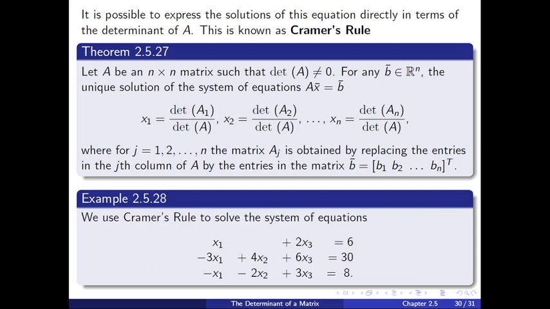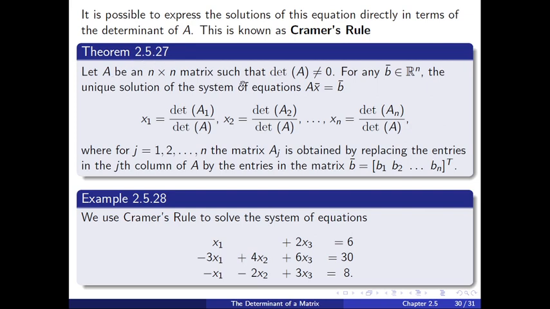Right, so we have another result which is called Cramer's rule, and this helps us in finding an explicit solution if the solution is a unique solution. So it is possible to express the solutions of this system directly in terms of the determinant of A, and this is what is known as Cramer's rule. Right, so that's theorem 2.5.27.